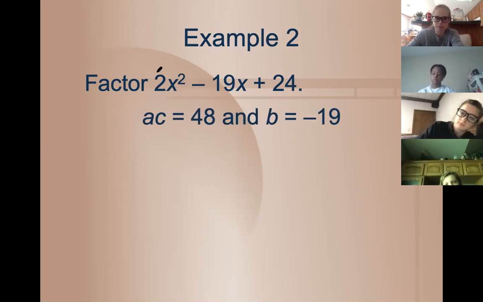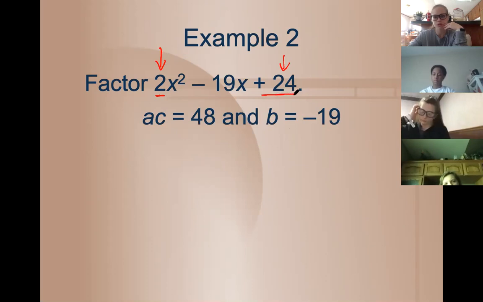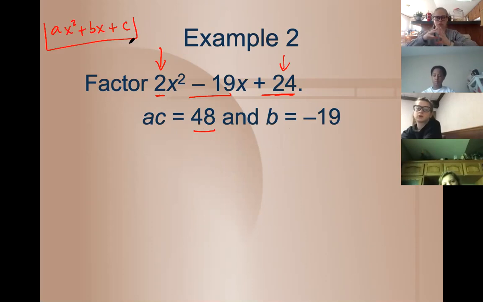Multiply this number and this number together, okay? This is your A value. This is your C value. Multiply those two numbers together. 2 times 24. That's 48, right? What's your B value? Negative 19. Remember, we're going off of ax squared plus bx plus c. This is your general formula up there, okay? Multiply 2 times 24, and I get 48, and negative 19, okay.